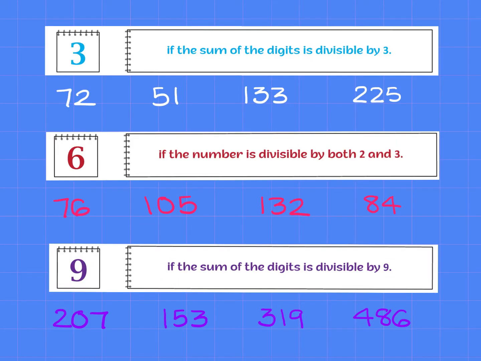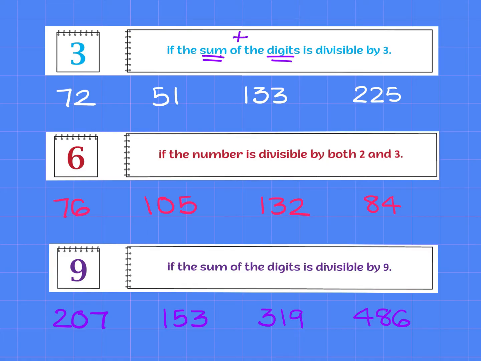The last rules that we're going to look at are 3, 6, and 9. They all fall along the same pattern and follow the same rule, so we're going to look at them together. The rule for 3 is that the sum, and this is a really key word, the sum of the digits, which means we are adding the digits together.